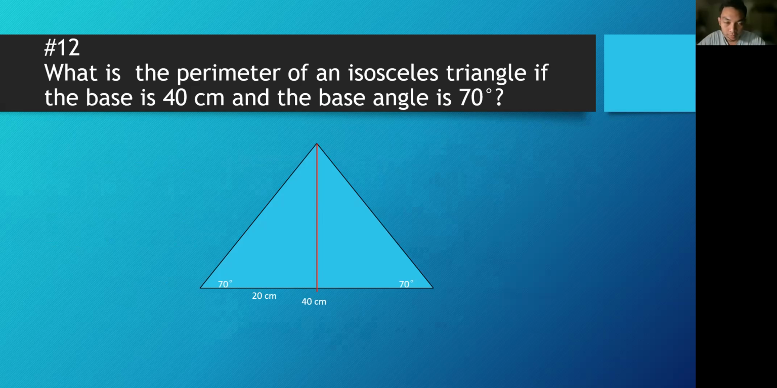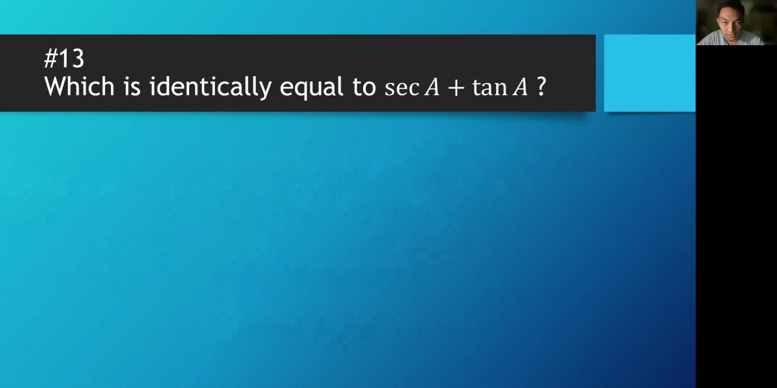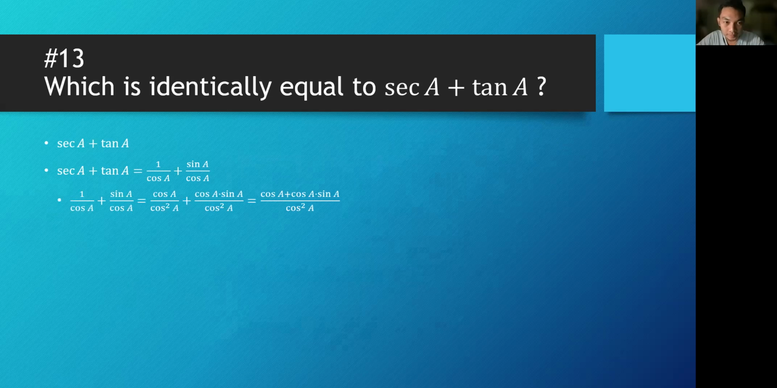For the next problem, problem number 13, what is identically equal to secant A plus tangent A? So by using the trigonometric identities, secant A is equal to 1 over cosine A, and tangent A is equal to sine A over cosine A. Now for the next step, we can equate 1 over cosine A to cosine A over cosine squared A, and sine A over cosine A is equal to cosine A times sine A divided by cosine squared A.